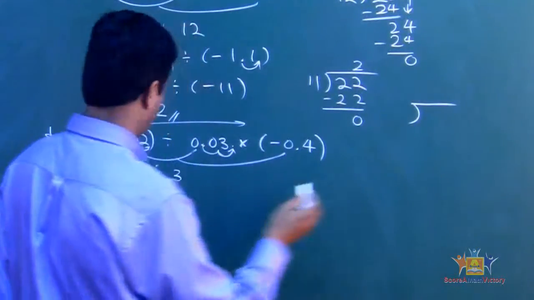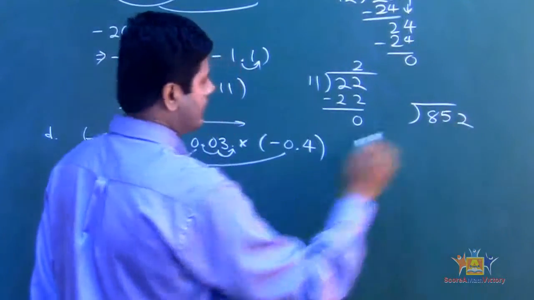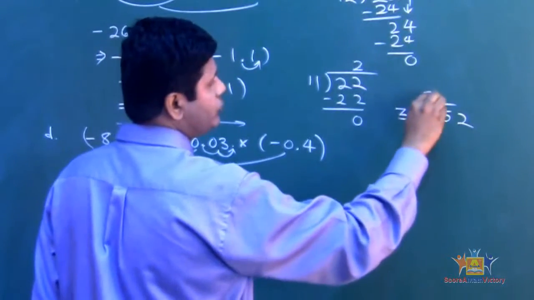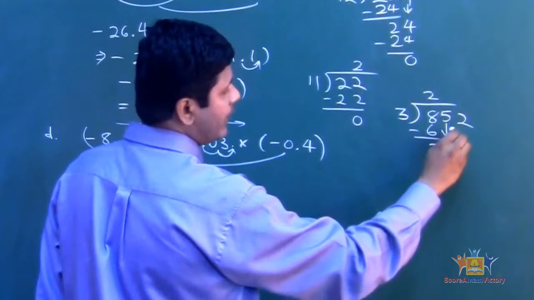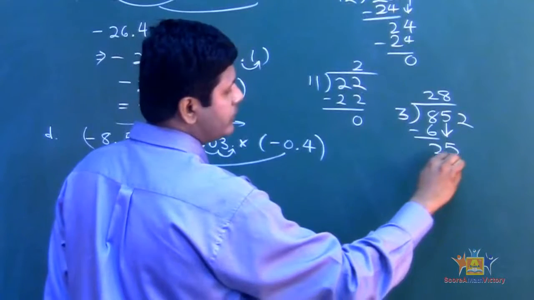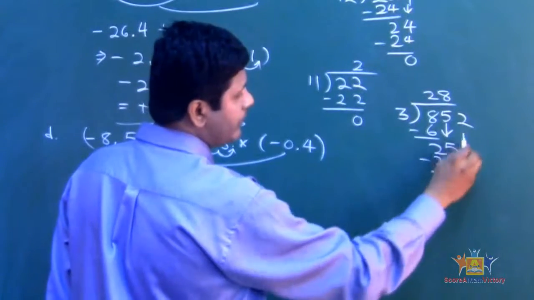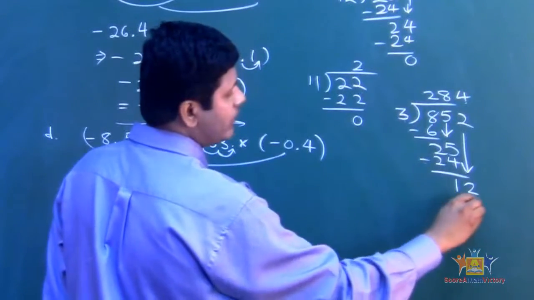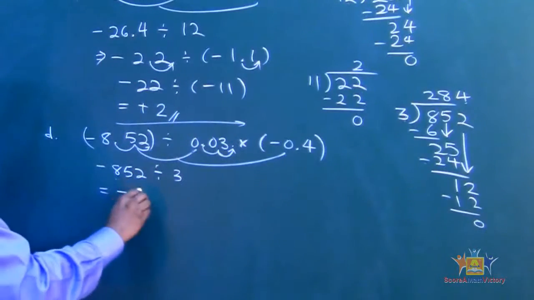So use the cage approach. 852 is kind of into Mr. Mac. I'm going to put it inside the cage. 3 is kind of out from Mr. Mac. I'm going to put it outside the cage. And 8 is how many 3? 2. 2 times 3 is 6. 8 minus 6 is 2. I'm going to bring the 5 down. In 25 is how many 3? 8, because 8 times 3 is 24. 5 minus 4 is 1. 2 minus 2 is 0. And then I'm going to bring the 2 down. In 12, that's how many 3? 4. 4 times 3 is 12. Minus gives me 0. Then I take the 284, put it right here.